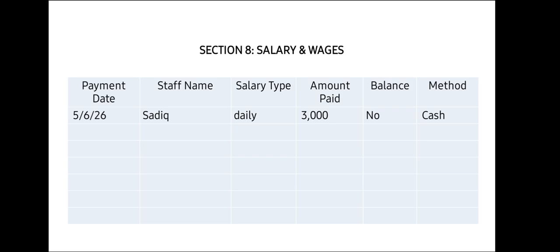So let's take, for example, the staff name to be Sadiq. Salary type, Sadiq earns on a daily basis. Amount paid to Sadiq on a daily basis is 3,000 naira. Method of payment, by cash. Now, why does it matter that you keep record of salaries and wages? Staff payment must be controlled and recorded. It's of high importance. You must keep proper record of every staff payment and ensure you record it at the right time. As soon as you make the payment, you make the record available.